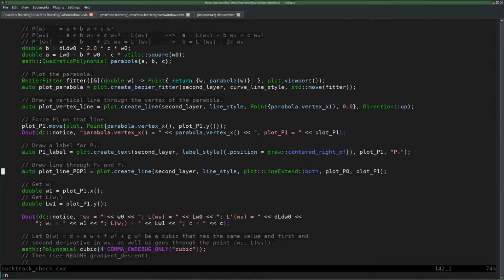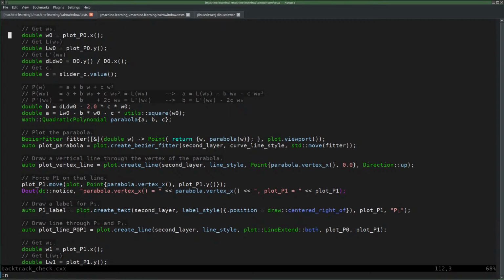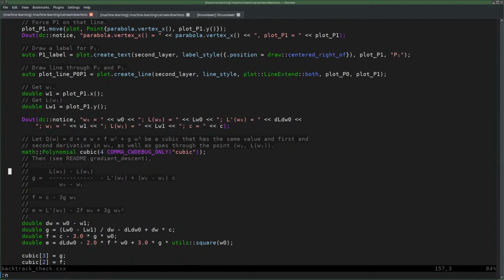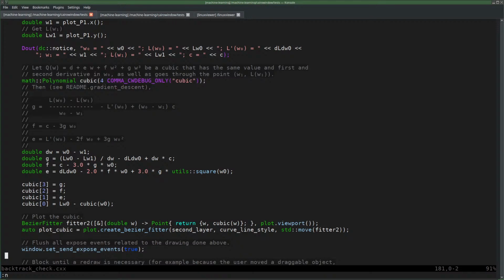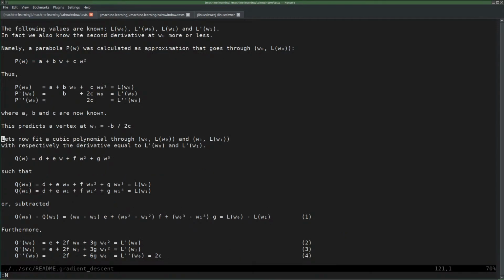Now the point 1 is being drawn as well, P1, so the x coordinate must be W1, and then the L of W1 must be the y coordinate of that. Completely similar to this part here. So now we have those values as well. And they are printed. Yeah, well, I think they looked good. And then we get to the cubic stuff. So this must be what is wrong. Let's continue then.